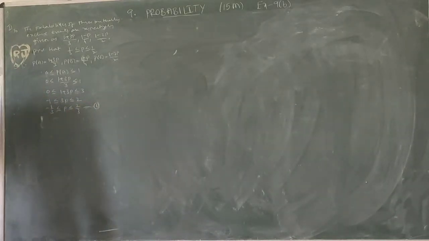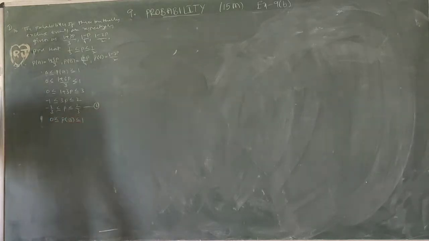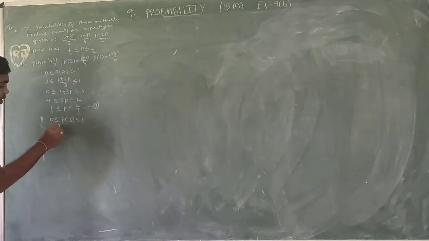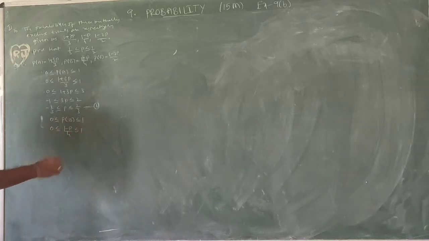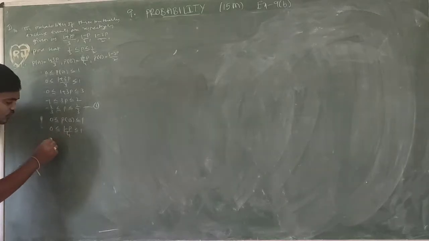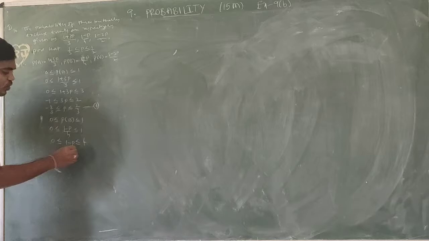Next, 0 ≤ P(B) ≤ 1. Taking 0 ≤ P(B) = (1−p)/4 ≤ 1. So the denominator is 4, multiply with 4: 0 × 4 = 0, so 0 ≤ 1 − p ≤ 4.